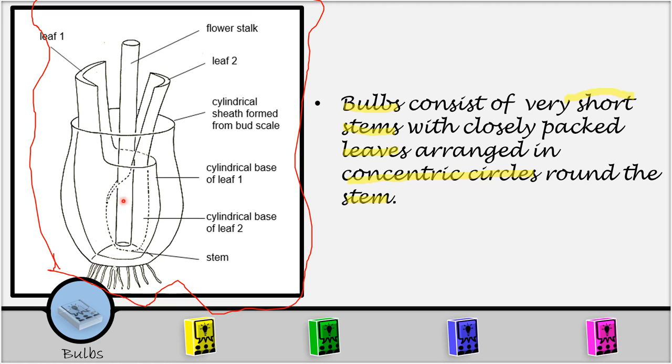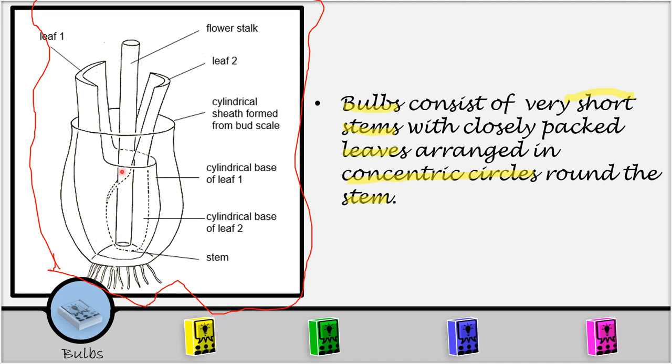Now, in the middle here, you have this structure which is surrounding the flower stalk. That is the second leaf. Then we have this one outside. This one is the first leaf. Then we have this structure outside, which is like a glass. This is the cylindrical sheath formed from bud scale.